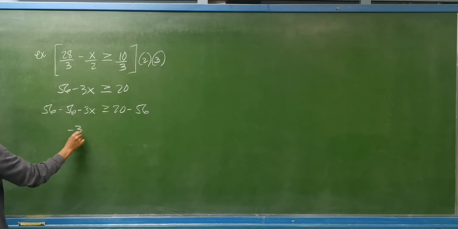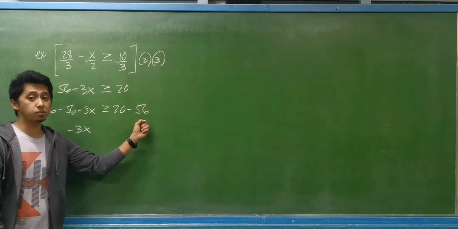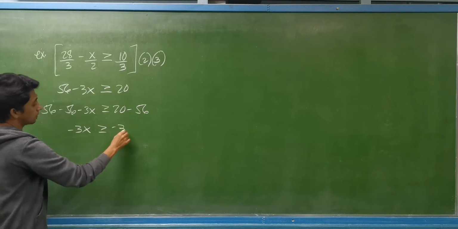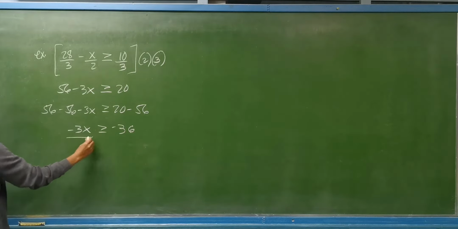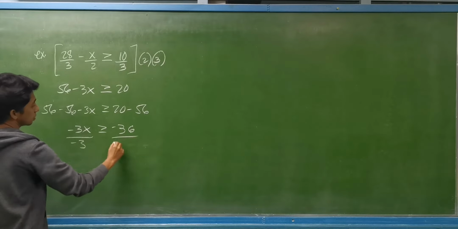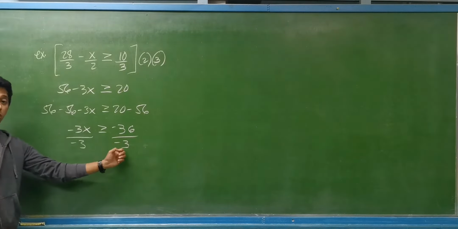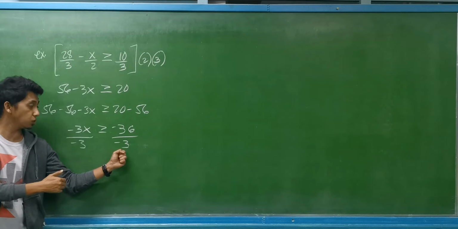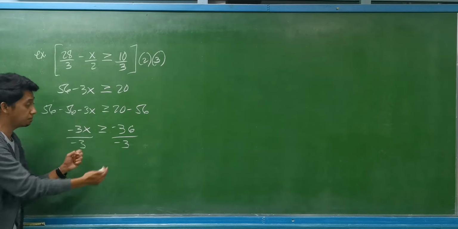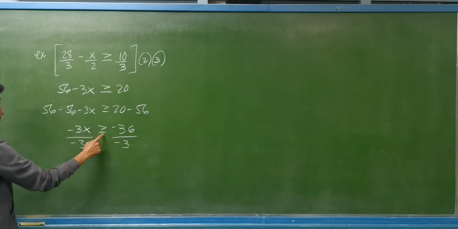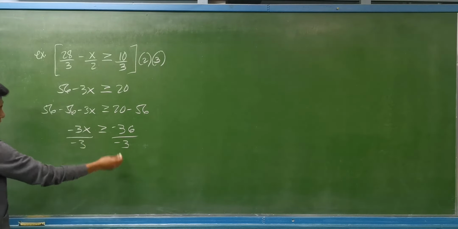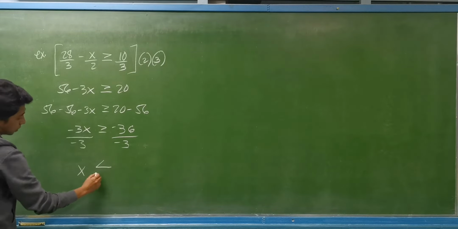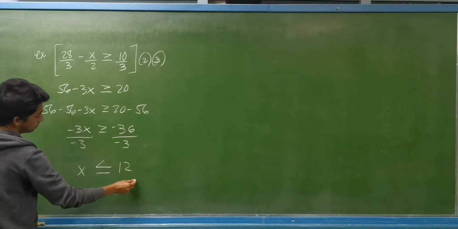So this is now the same as negative 3x is greater than or equal to 20 minus 56, which is negative 36. So divided by negative 3. At this time we are dividing both sides of the inequality by a negative number. So since we are dividing by a negative number, we are to change the sense of inequality. We are to reverse. So this is now x, and this time it should be less than or equal to positive 12.